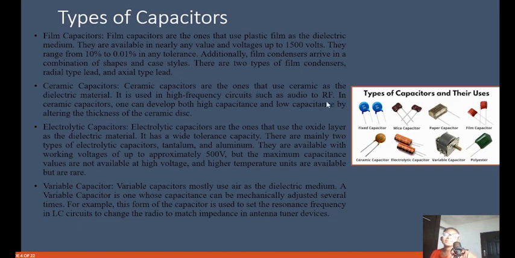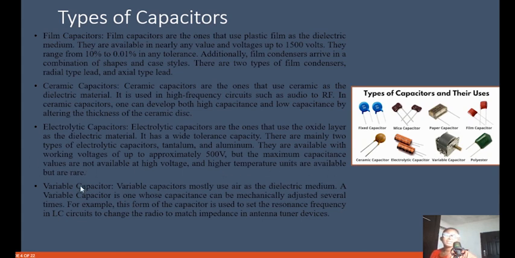You know what capacitance is? It is the ability of that device, which is a capacitor, to store what? Electric charges. So then we have the electrolytic capacitor. This is it, the electrolytic capacitors. The electrolytic capacitors are the ones that use the oxide layer as the dielectric material. It has a wide tolerance capacity. There are mainly two types of electrolytic capacitors, the tantalum and the aluminum. They are available with working voltages of up to approximately 500 volts, but the maximum capacitance values are not available at high voltage, and higher temperature units are available but are rare.